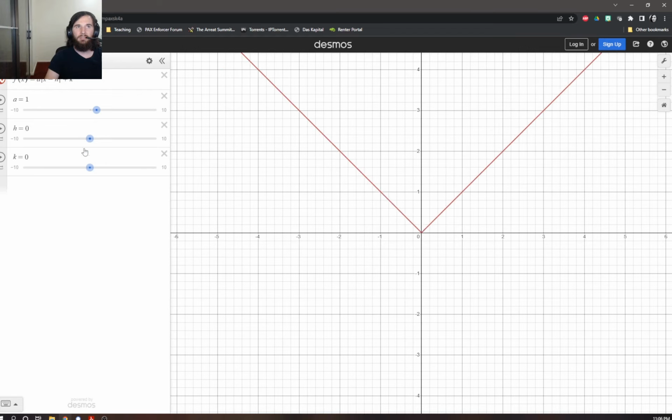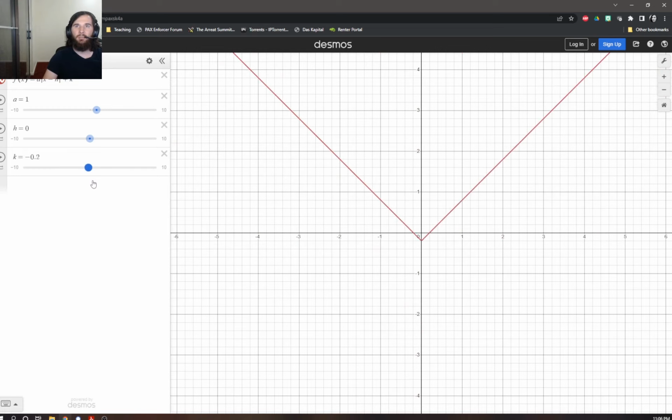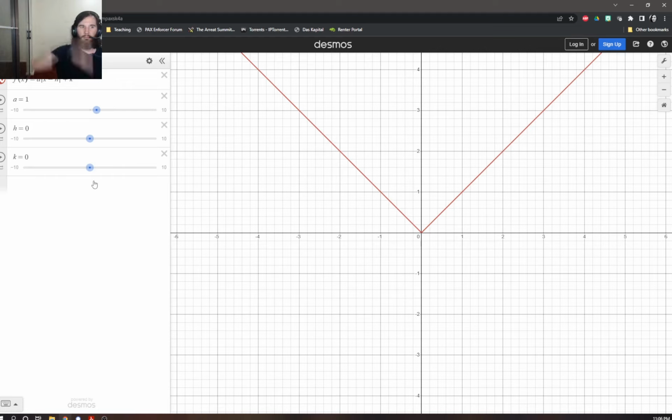And get back to 0 there. And then the same thing with k, except take a wild guess which direction k will move it. It will go up and down. So h and k control translations, whether it goes left and right or up and down.